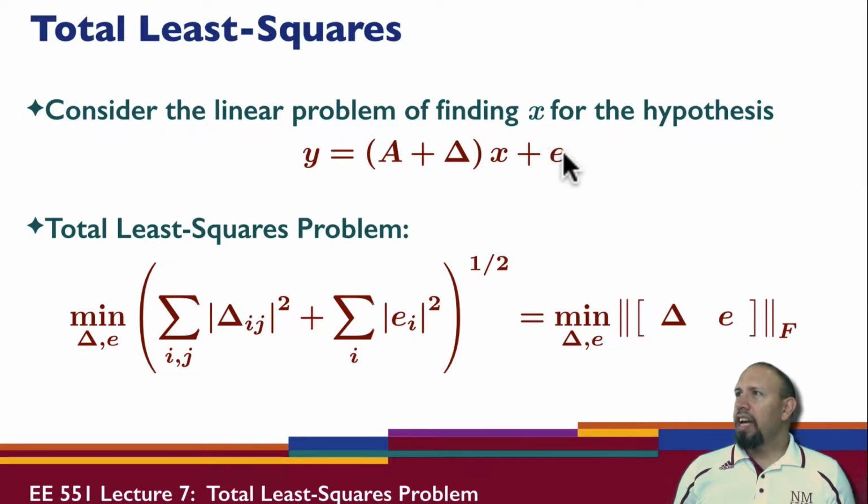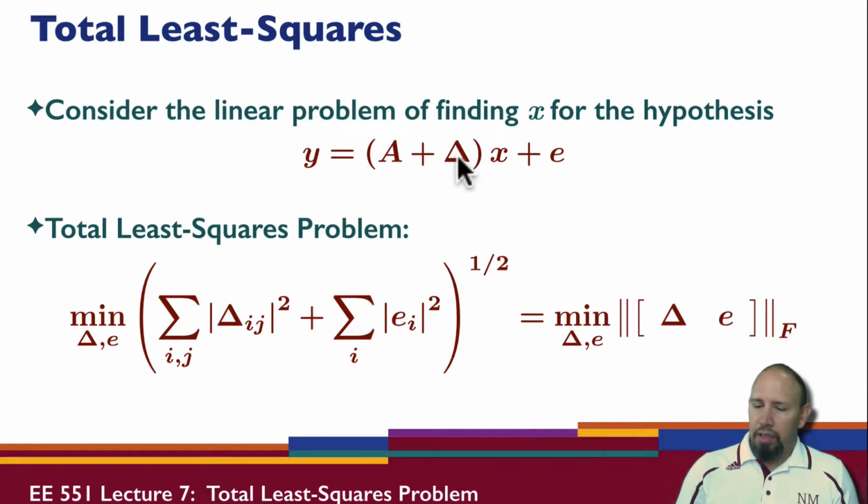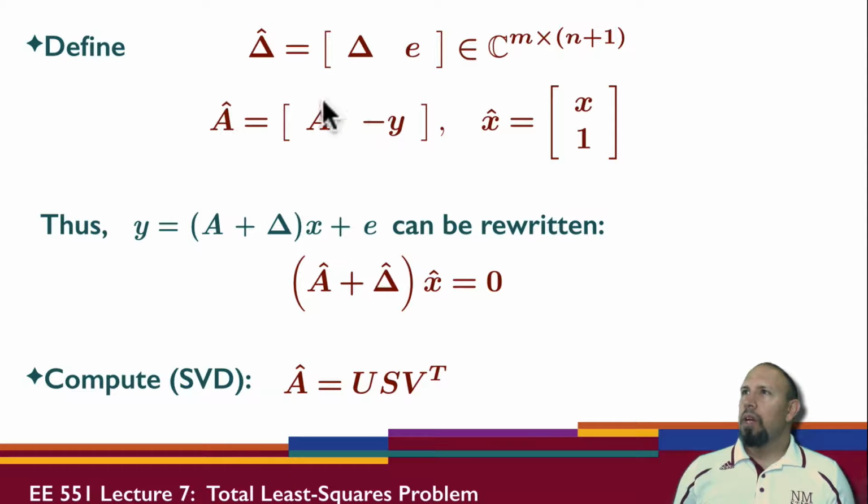Okay, so we can think of e as being the measurement noise in y, and delta being the measurement noise in x. But here we can now write delta and e and put them together and call that delta hat. A hat we can say is A and minus y, and x hat is x and 1. And so this equation can be written this way: A hat plus delta hat, so this plus this, times x hat is equal to 0. So notice this is a null space calculation. So that's what this is.